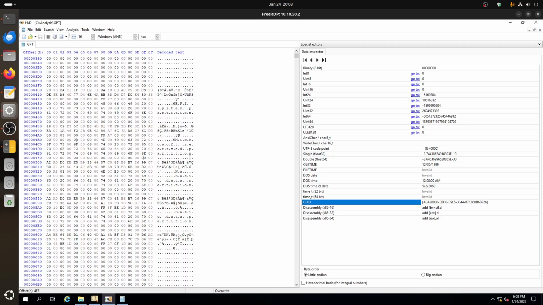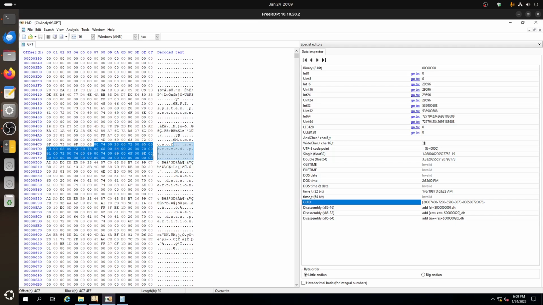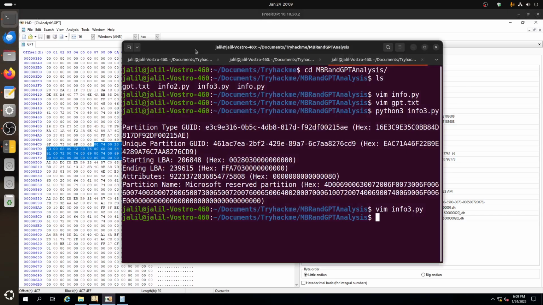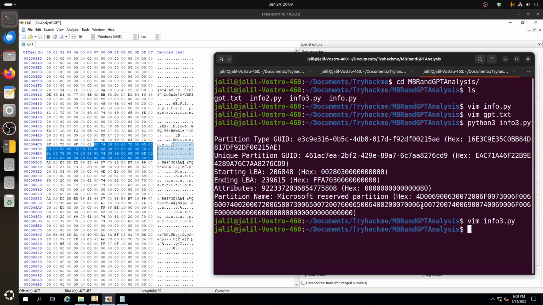So if we do the second partition, 16, then 16, 32, 64, 64, 5, 6, 7, 8, 9, 70, 71. So this one should be the name of the partition. So depending on my script, the partition starts from 4D.